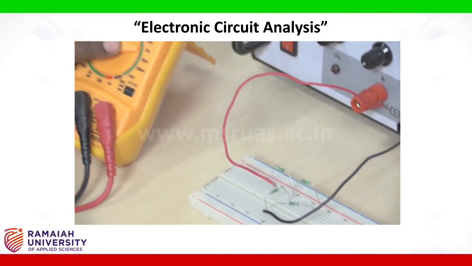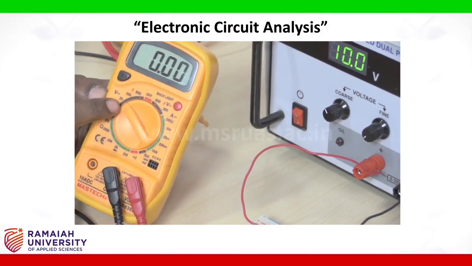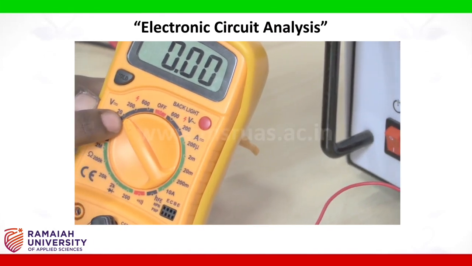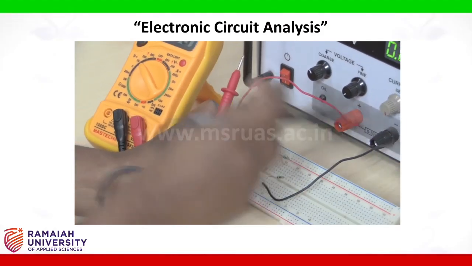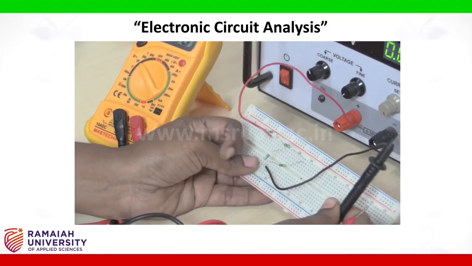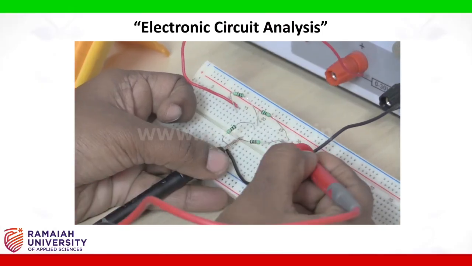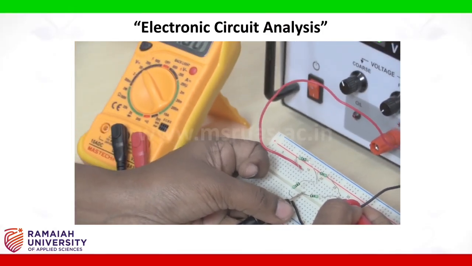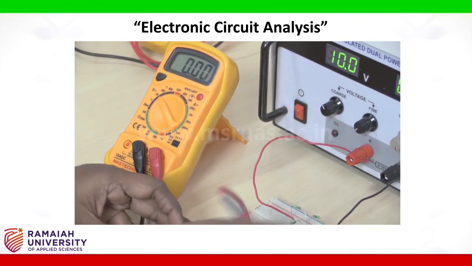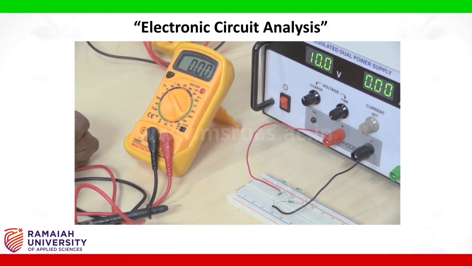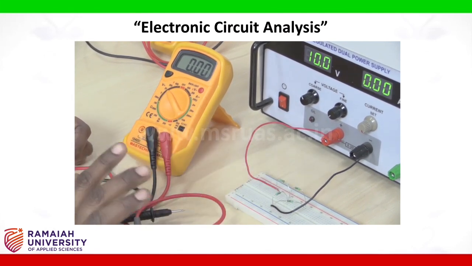Now change the reading to voltage. Put in 20 volts. Now measure voltage across the resistor. The voltmeter is showing a voltage of 2 volts. Note down the voltage and current readings taken across the load resistor for this experiment.